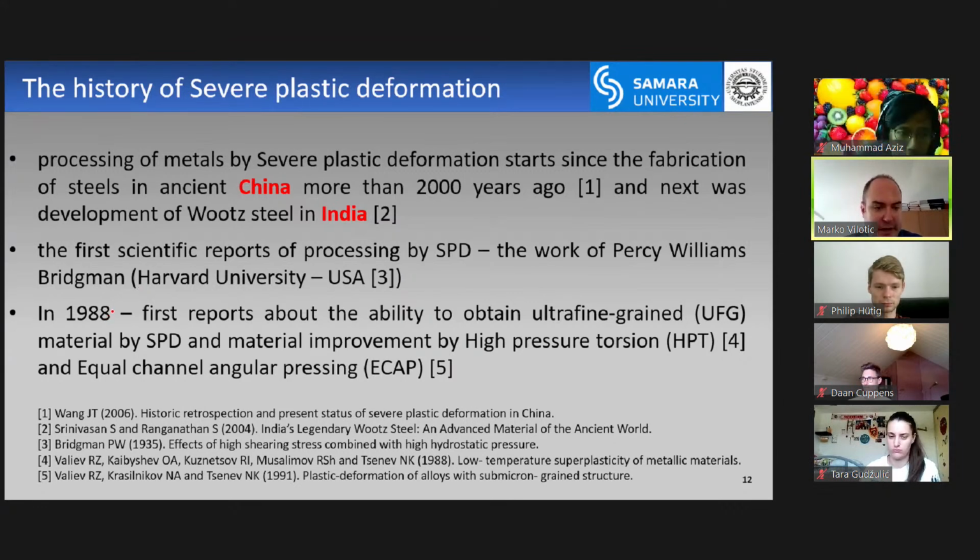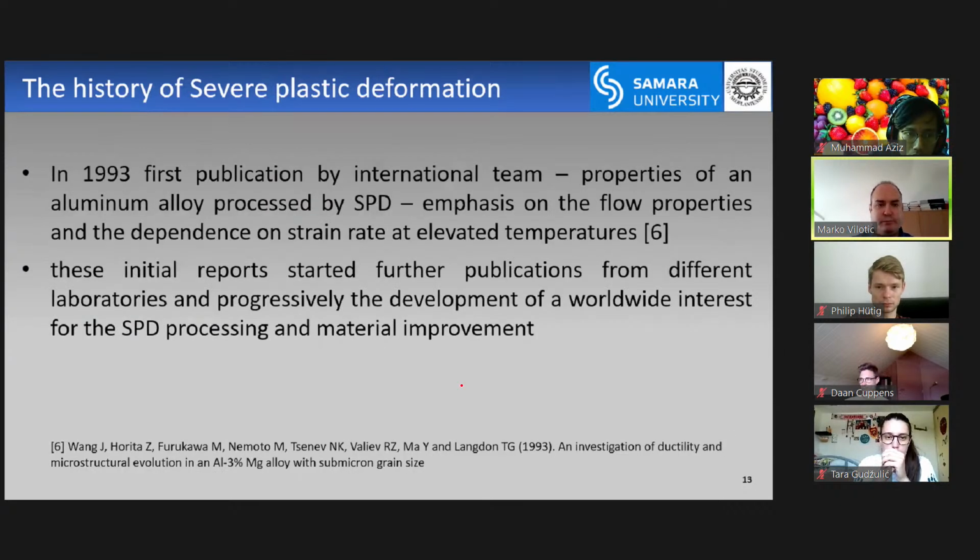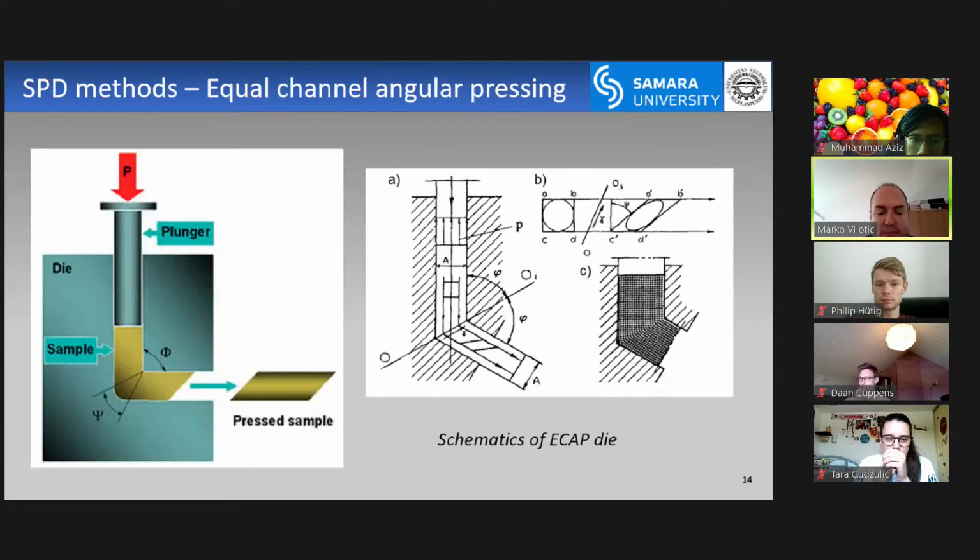And in 1988, it's the year that the first papers appeared and the general public started to have interest in SPD. It says in 1993 there was the first publication by an international team, and as I said, these initial reports started to attract the interest of the general and research public about this.